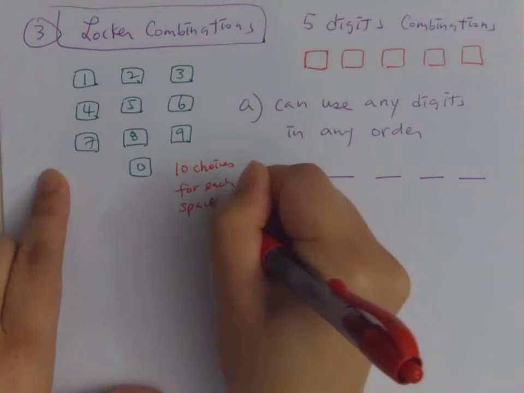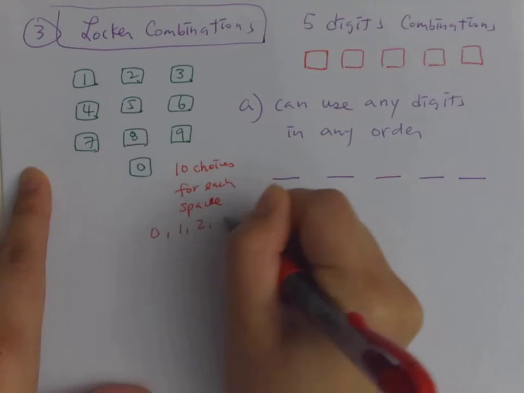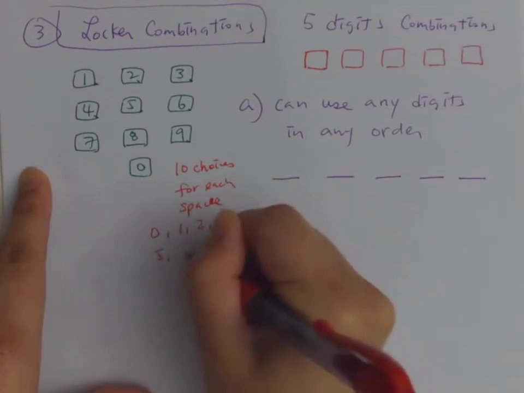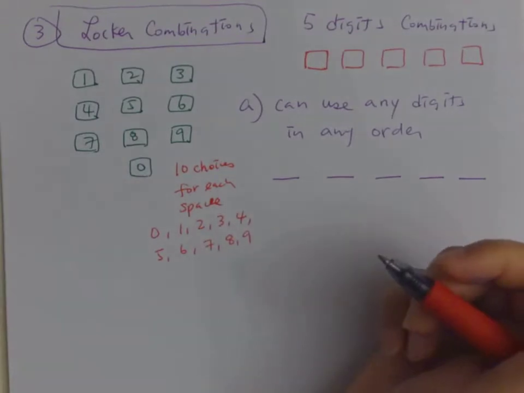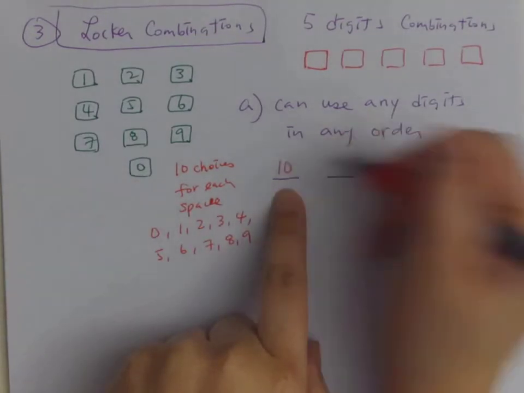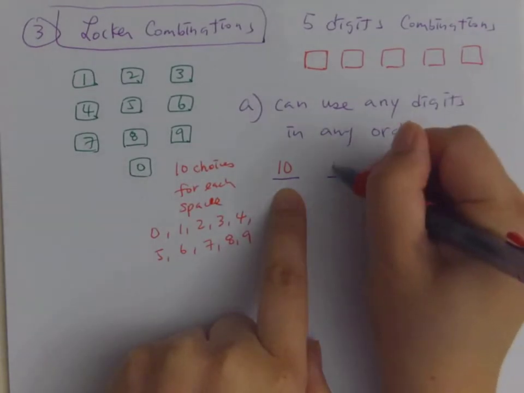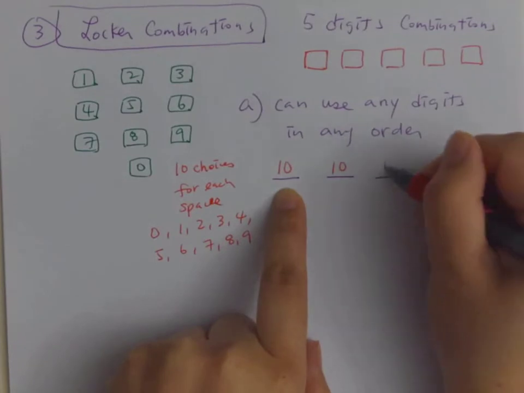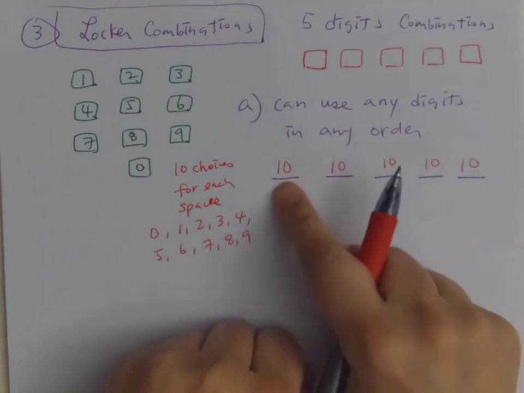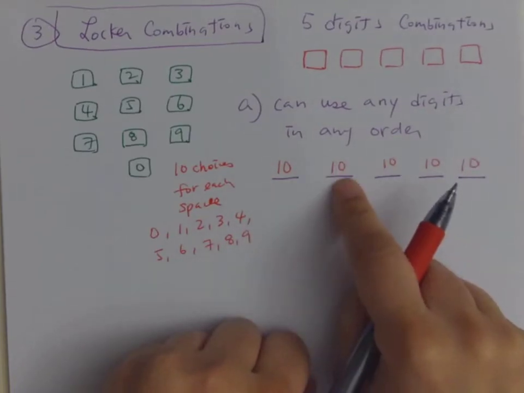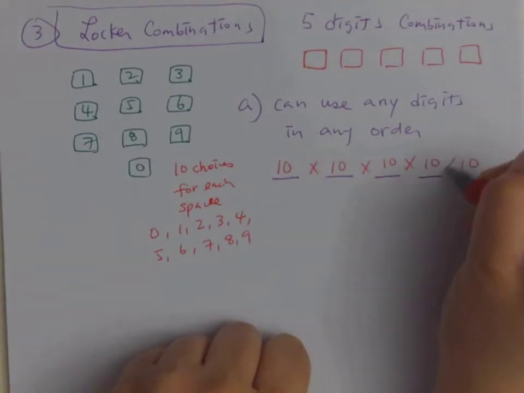because we have the choices of 0, 1, 2, 3, 4, 5, 6, 7, 8, and 9, right? So those are all my choices. 10 choices for the first number, because I can repeat them, right, in any order, in any digits, right? So I have another 10 choices here, another 10 here, another 10 here, another 10 here. Meaning if I use 0 here, I can use 0 again, or 1, 2, 3, 4, 5, 6, 7, 8, 9. So all I need to do is just multiply all the choices together.